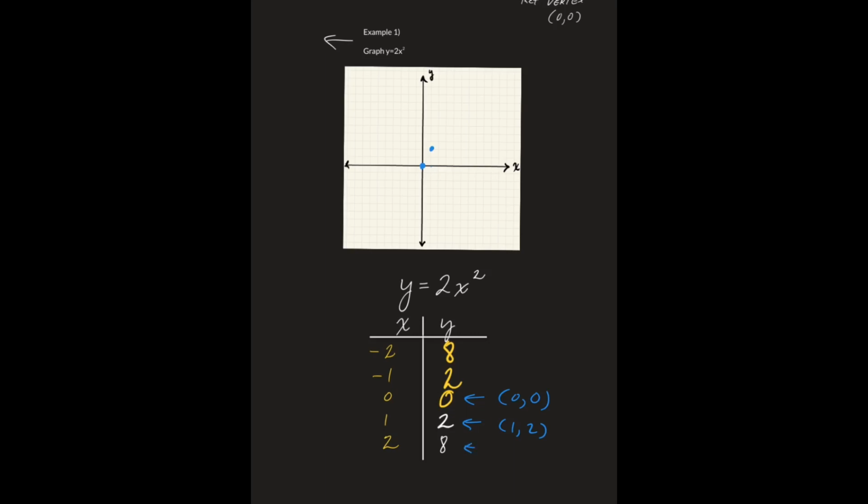For this one, I go over 2, and then I go up 8. So that's 1, that's 2. Then I go up 1, 2, 3, 4, 5, 6, 7, 8, up to about right here.